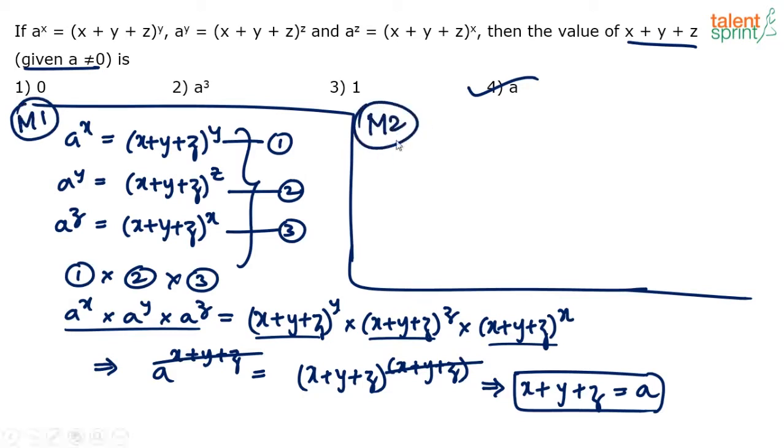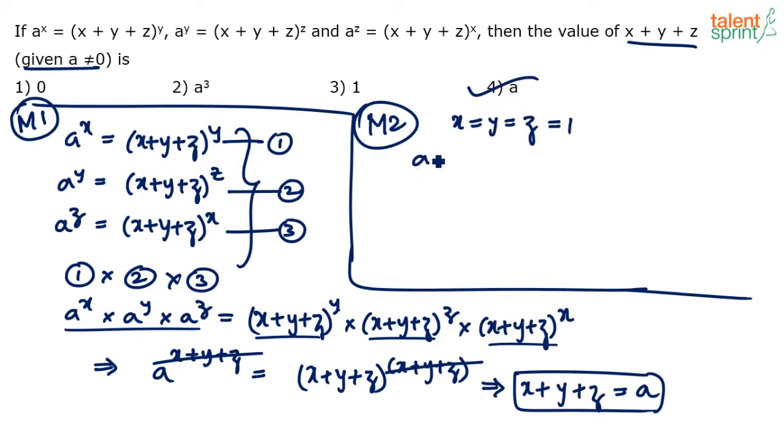Smart method. What is a smart method? Substitute. What do you substitute? Substitute the random values for x, y and z? No, that will be difficult. I mean, you can try that as well. You can maybe substitute 1, 1 and 1 in place of x, y and z, and try that, right? So substitute what happens if you take x equals to y equals to z equals to 1.